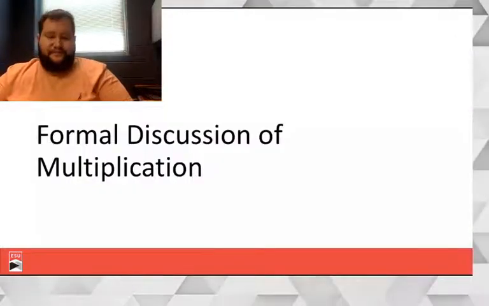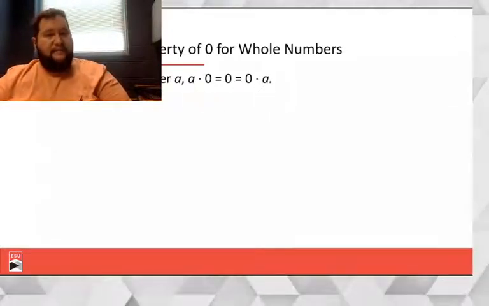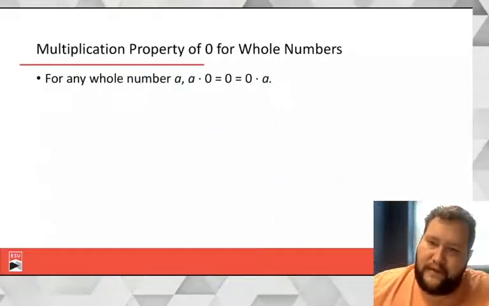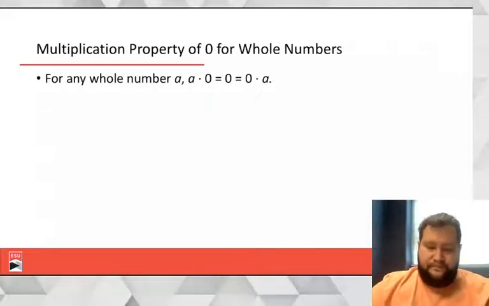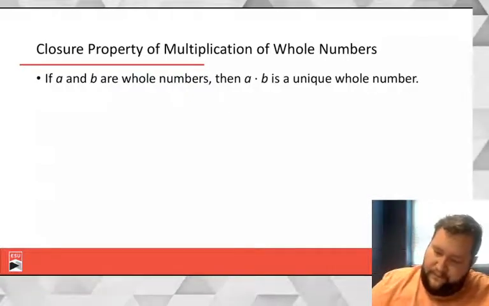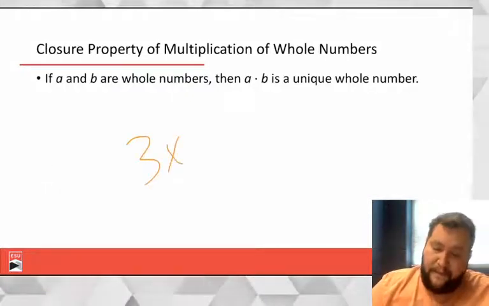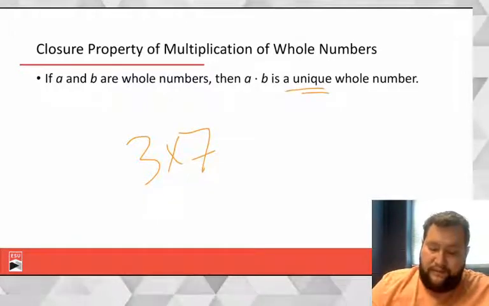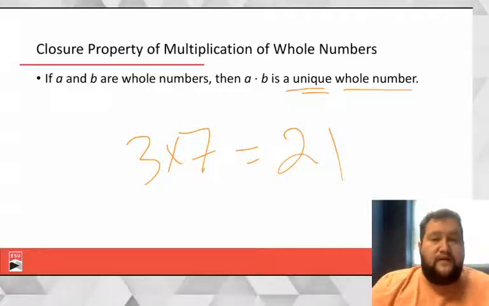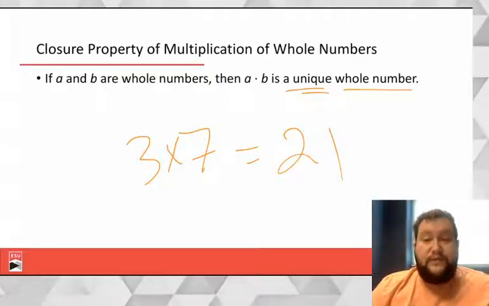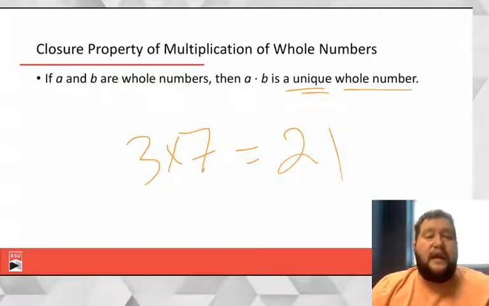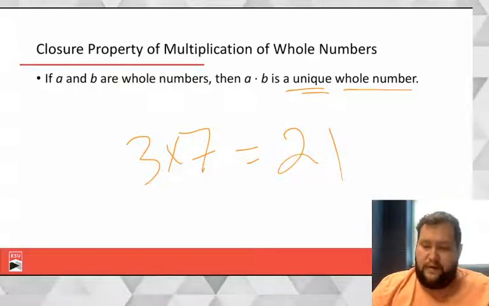Formal discussion. For any whole number a, a times 0 is 0. If a and b are whole numbers, then a times b, like 3 times 7, is a unique whole number. It's 21. 3 times 7 is always 21, not sometimes 21 or 45. And it's a whole number. Remember, we couldn't do 3 minus 7 or we'd get a negative, which would break our whole numbers. Anytime you multiply two whole numbers, you'll get a whole number back.